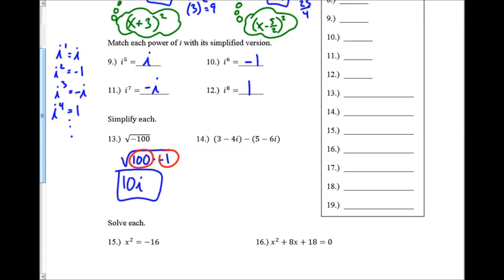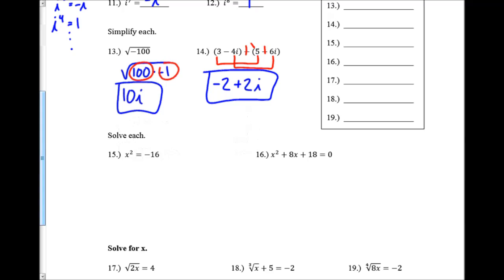For number 14, I'm subtracting these things. And I can just change this to adding the opposite if I'd like, so I make fewer mistakes. And I'm just combining like terms. The 3 and the negative 5 gives me a negative 2. The negative 4i and the positive 6i gives me a plus 2i, and that's it. I don't have any powers of i that I can simplify. I'm just combining like terms, subtracting the two binomials, and that's it.